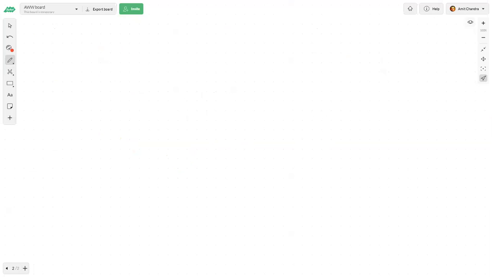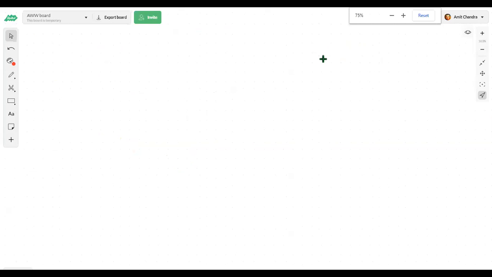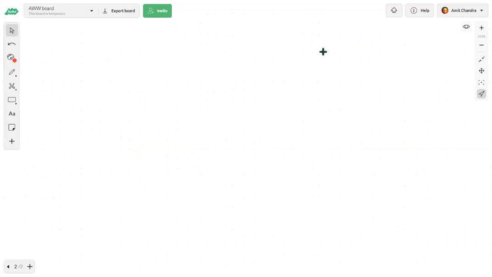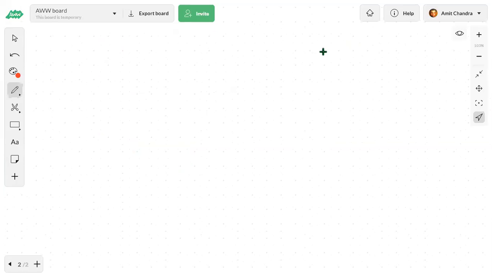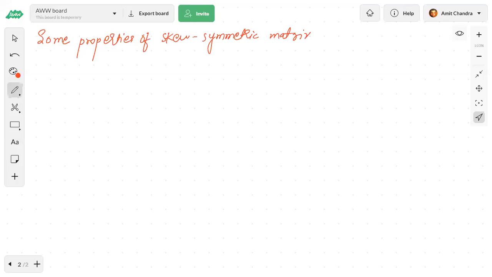So now let's do properties of skew symmetric matrix, right? Some properties of skew symmetric matrix. So let's do some properties of skew symmetric matrix.